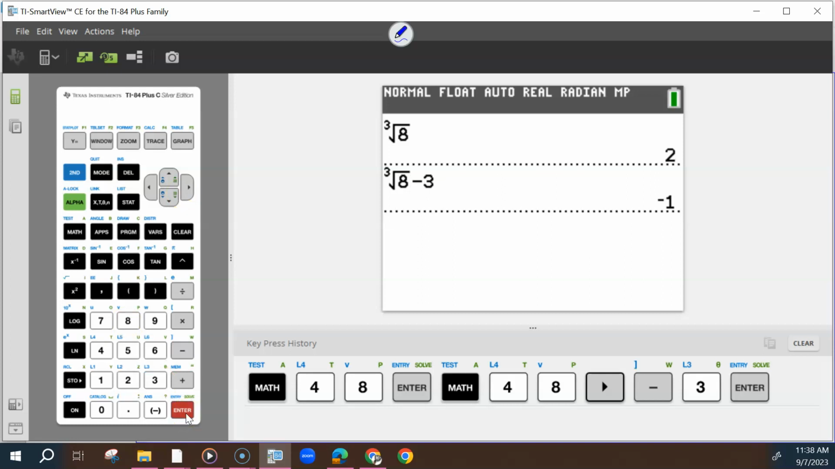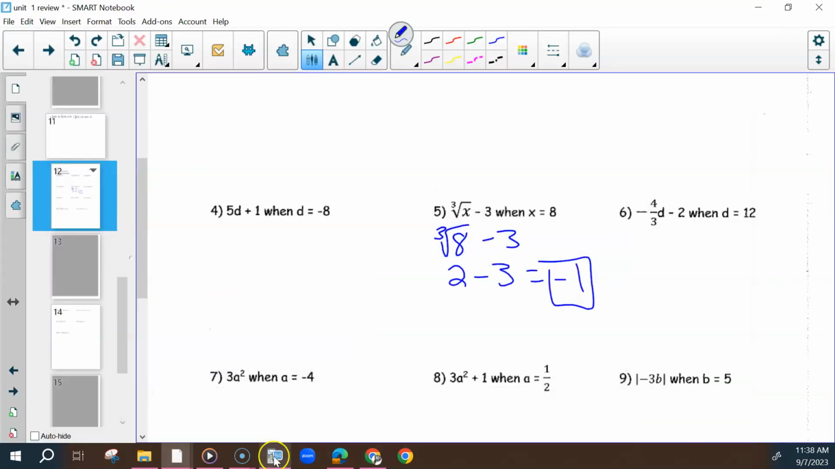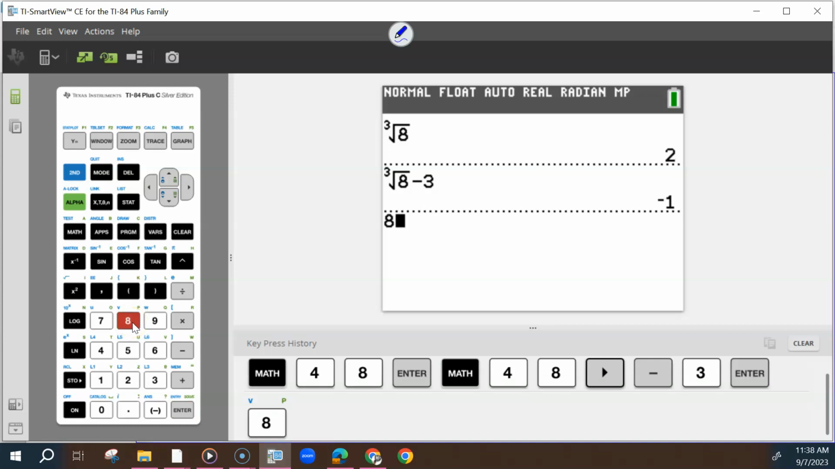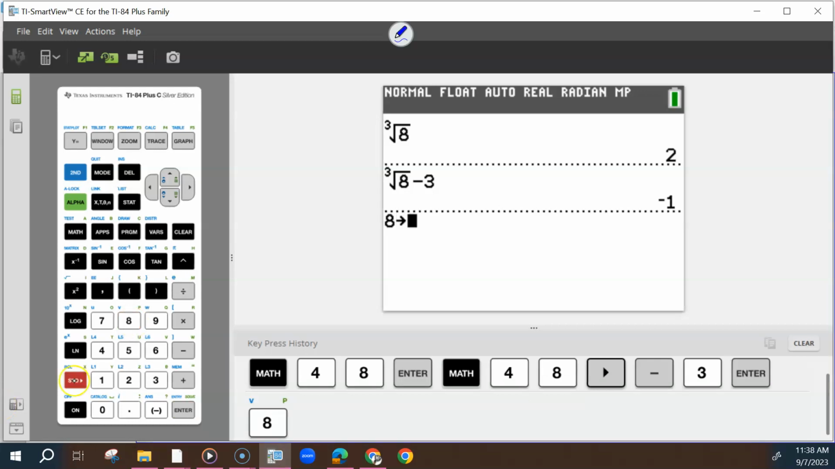But if I wanted to store a number as a variable, I want x to be 8. So everyone do this. Type in 8. And then you're going to hit this STO button above on. And then x, which is next to alpha. So 8, STO, x, and then hit enter. It will look like nothing really happened. But what it did was it took 8 and put it into x's place. So every time you use x now, 8 will be there, which is why we need to reset the calculators.